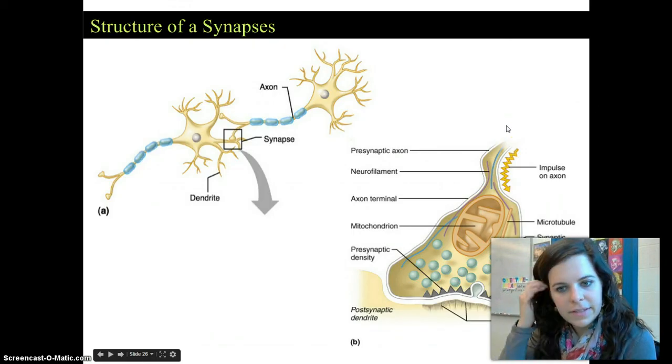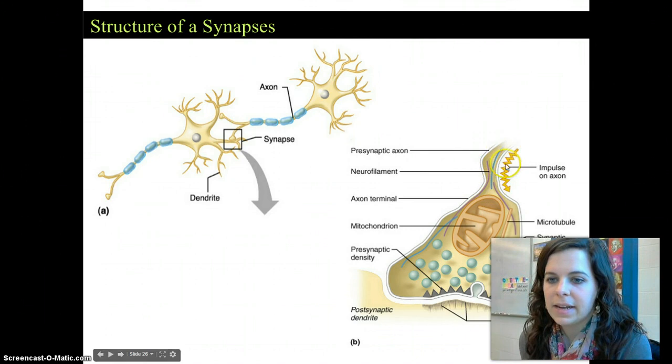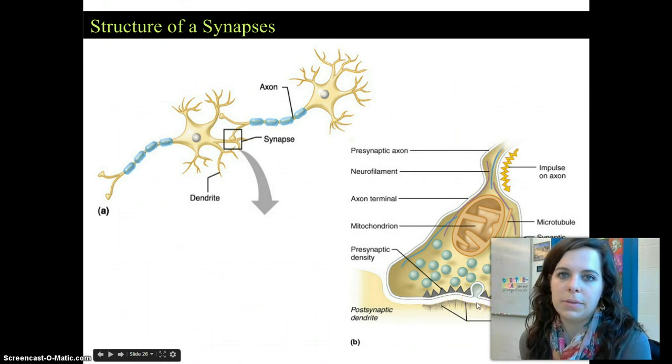Okay, structures of the synapse. You have your presynaptic axon with a neurofilament running through it, and it has an impulse running through. At the end you have a mitochondrion, and that's for energy production. Then you have some synaptic vesicles. Those will travel this way and combine with the cell membrane to release neurotransmitters. The space is called the synaptic cleft. Then you have a postsynaptic dendrite, which will take up the neurotransmitter, or will be signaled by the neurotransmitter to send an impulse through.